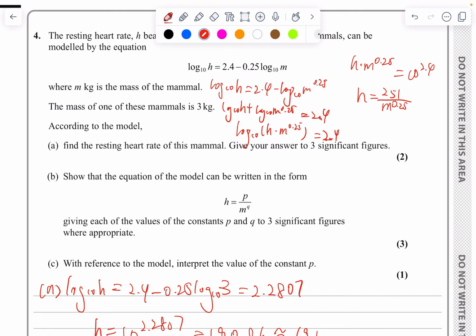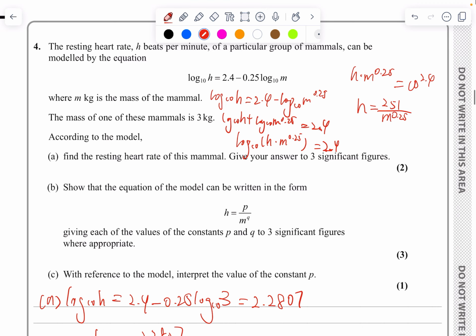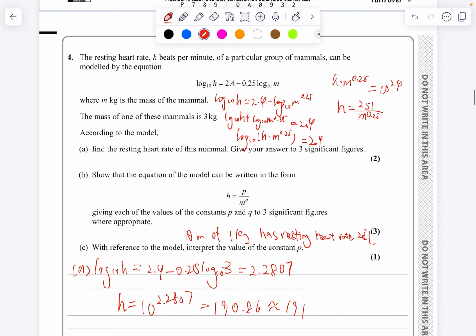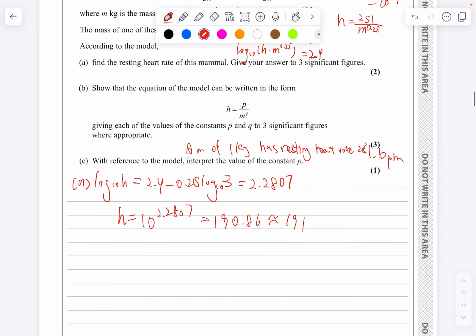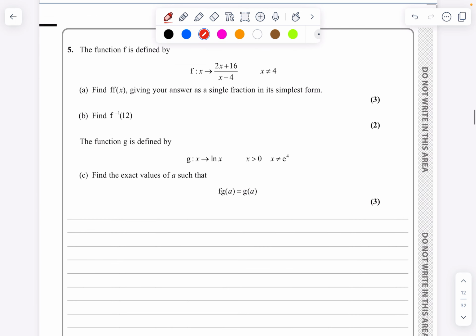I guess we can say if m equals 1, the heart rate is 251, I guess. So what I would write is a mammal of 1 kg has resting heart rate 251. That's what I would write. Beats per minute, of course. Quite a high heart rate, if you ask me.